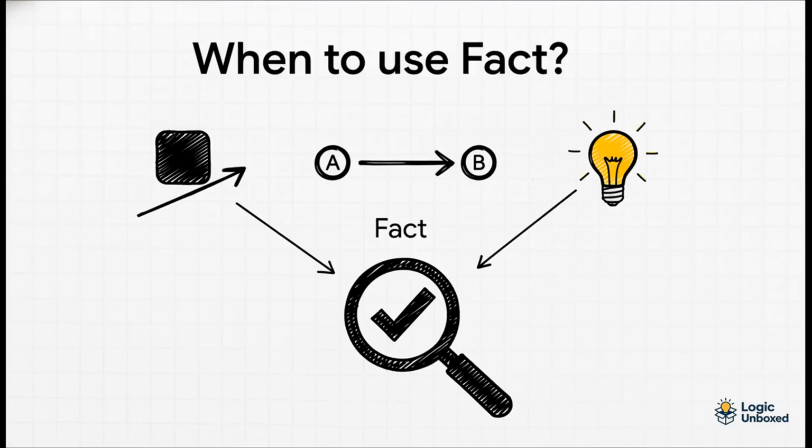So, when do you actually reach for a fact? Think of it like a precision tool, like a surgeon's scalpel. You use it when you're testing one single, specific scenario. There are no what-ifs. The inputs don't change. You just need to verify that for this one specific setup, you get this one specific result. That's it.